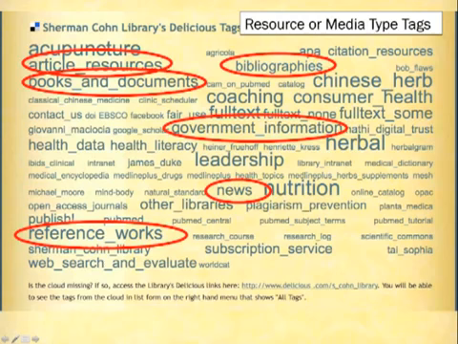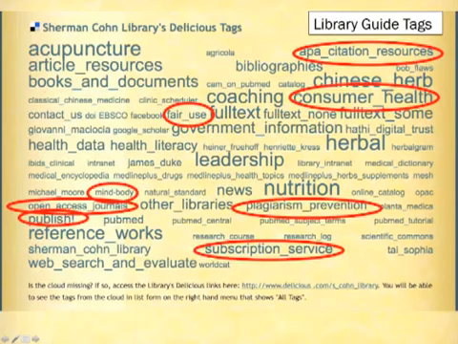In addition to tag names that are correlated with academic disciplines, there are tags that have names relevant to the type of media to which they provide a link. As you can see, these tags have names like article resources, bibliographies, books and documents, government information, news, and reference works. There are also tags which provide links centered around a topic that is meant to serve as a guide for faculty, students, or the general public. An important one for students to use is APA Citation Resources.